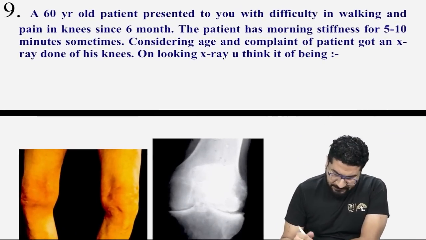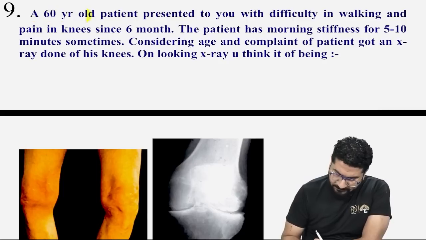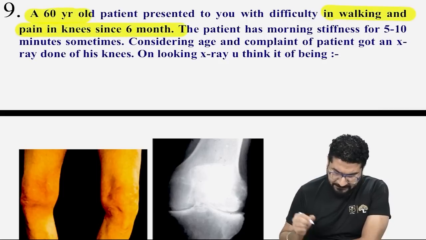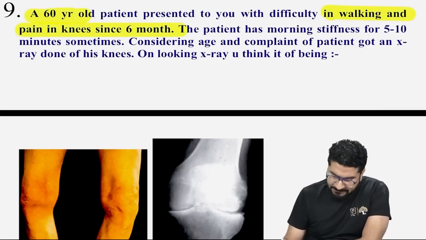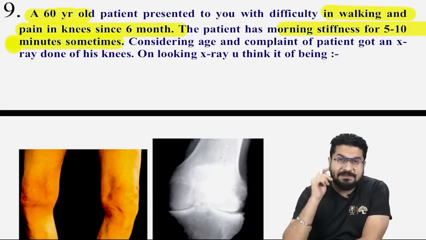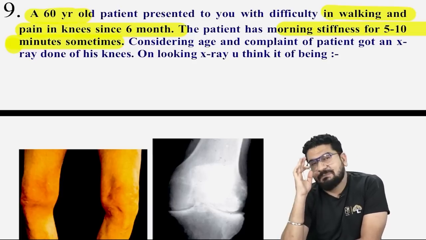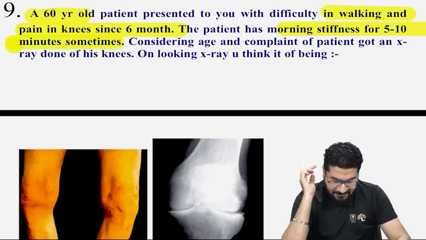Okay, now see this condition: a 60-year-old. So let me highlight this: a 60-year-old patient with difficulty in walking and pain in the knee since 6 months. When I see a question on knee pain with morning stiffness for 5 to 10 minutes sometimes, this is given to confuse you. You might think and mark the answer rheumatoid arthritis, but this is just given to confuse you.